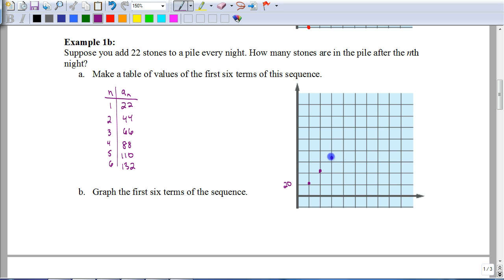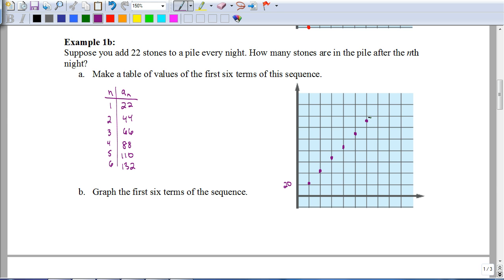66 would be right about there. So we're getting higher and higher above the line each time. 88 would be almost halfway, because 70 would be halfway here. 5 and 110. So here would be 100, so 110 would be halfway. And 6 and 132. So this would be 120, 130, so this would be a little bit above halfway.